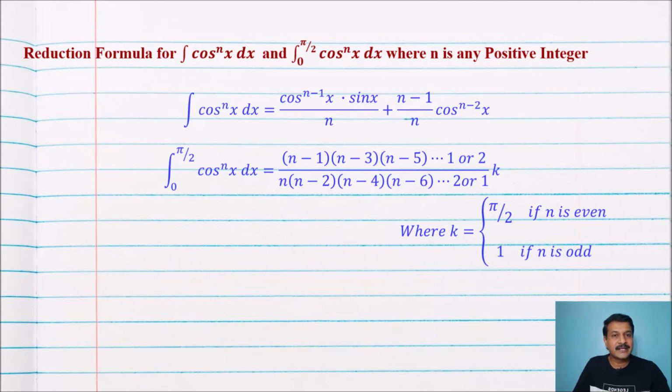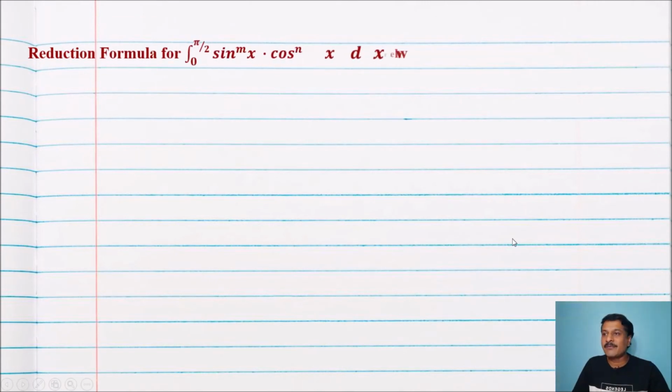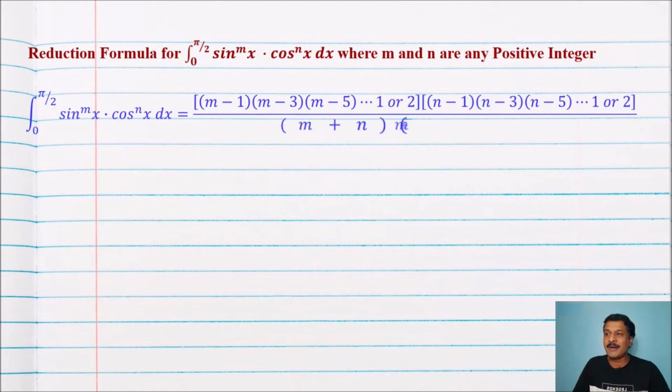So here the reduction formula for sine and cos, if we consider together, then now consider the reduction formula for the integration from 0 to pi by 2 of sin x raised to m into cos x raised to n dx, where m and n are any positive integers. So what is that formula? The integration from 0 to pi by 2 of sin x raised to m into cos x raised to n dx, that formula is this one.